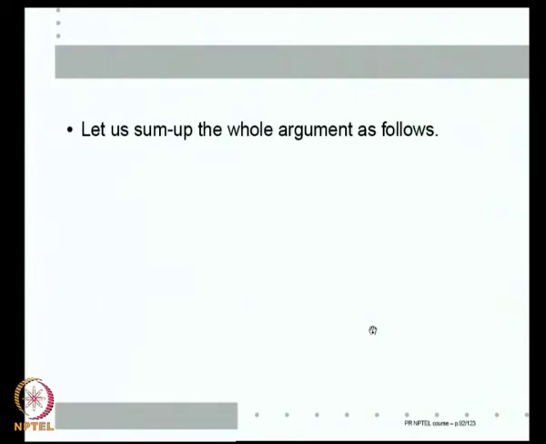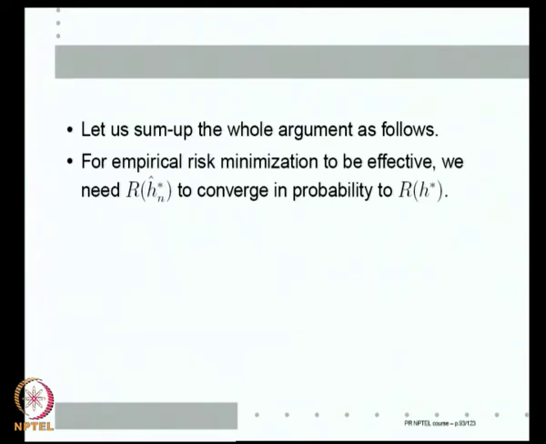So, let us sum up the whole argument that we got so far. For empirical risk minimization to be effective, we are finding the global minimizer of empirical risk, and we are asking how close it is to the global minimizer of true risk. Now, closeness is only in terms of the true risk of a function. So, I am asking: is the true risk R of h hat star n, the minimizer of empirical risk, close to the global minimum possible risk, which is R of h star? For empirical risk minimization to be effective, this is what we want.